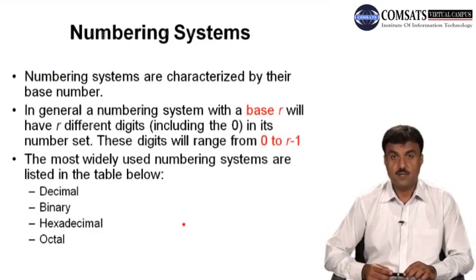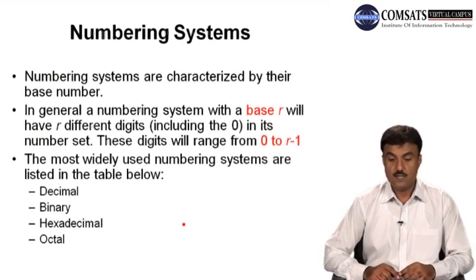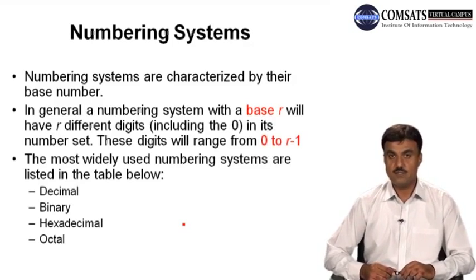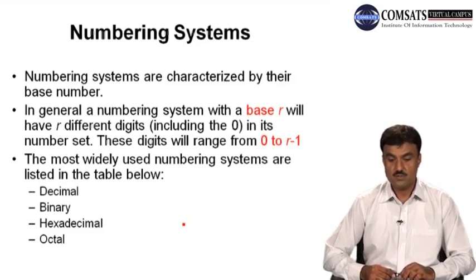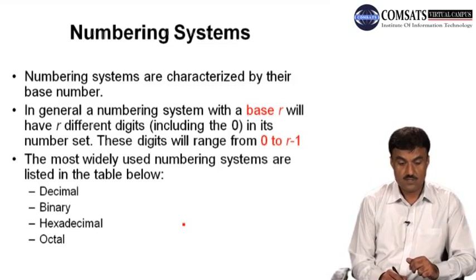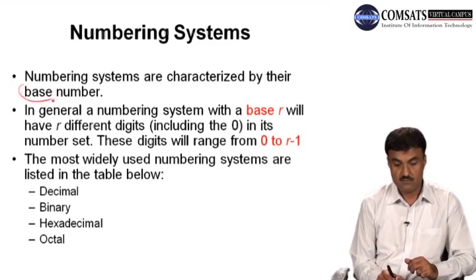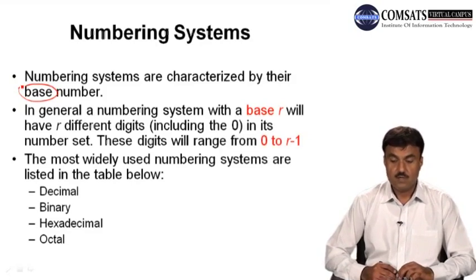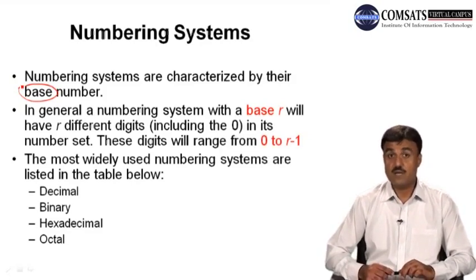Numbering system: to represent information, sometimes we need numbers, sometimes characters, sometimes other information. But the most basic way to represent data inside a computer is numbers. Before studying how to represent data inside the computer, we will see what these number systems are. Number systems are characterized by their base number. Every number system has a specified base. This is the most important thing we have to learn here: what the base is, and what the significance of the base is.